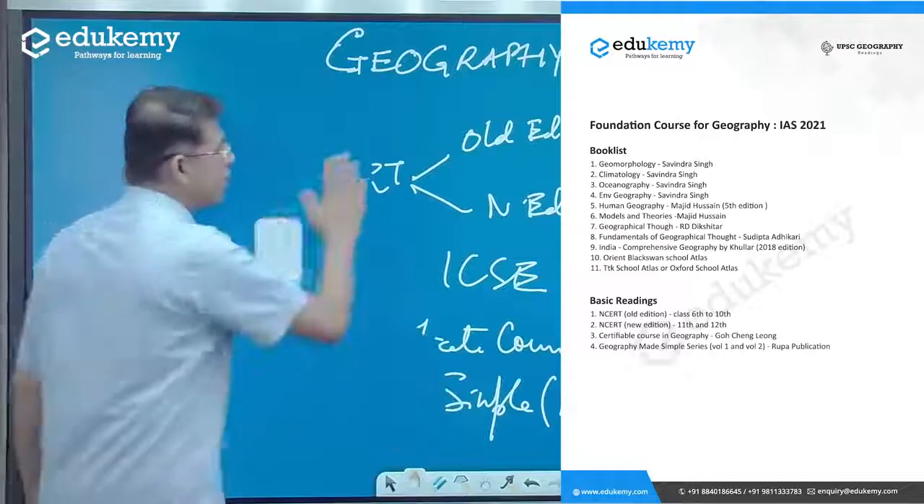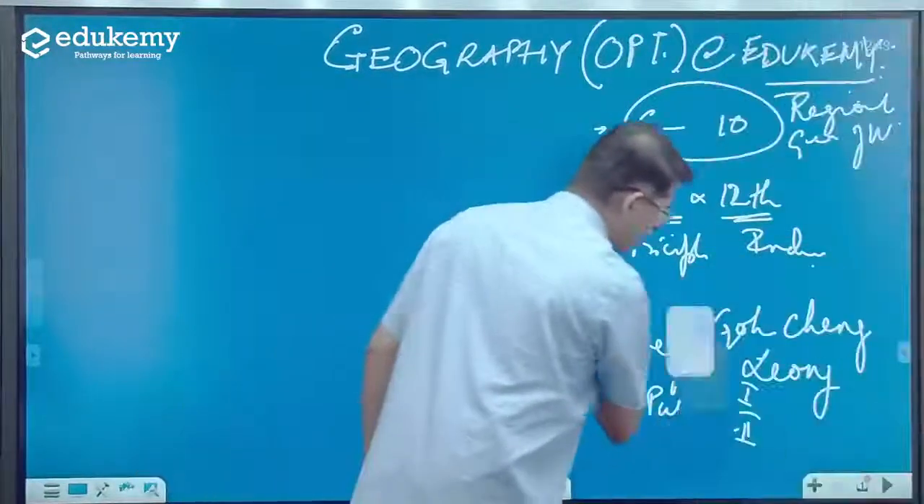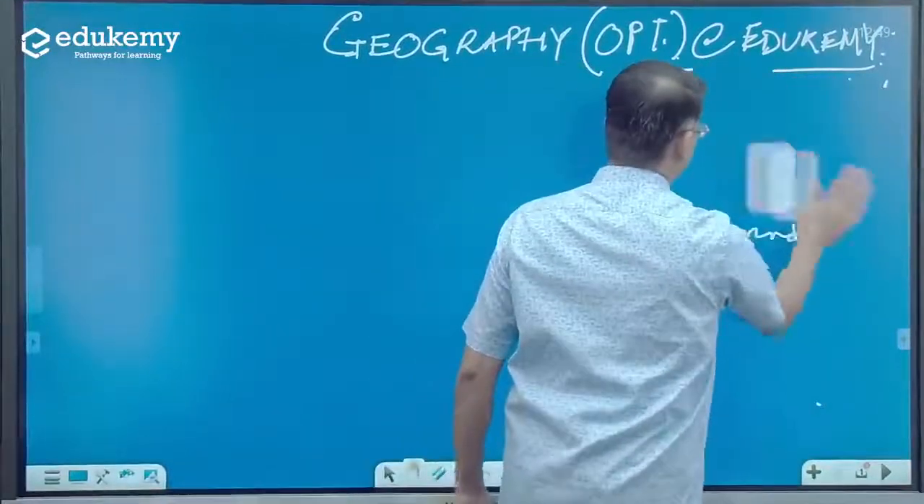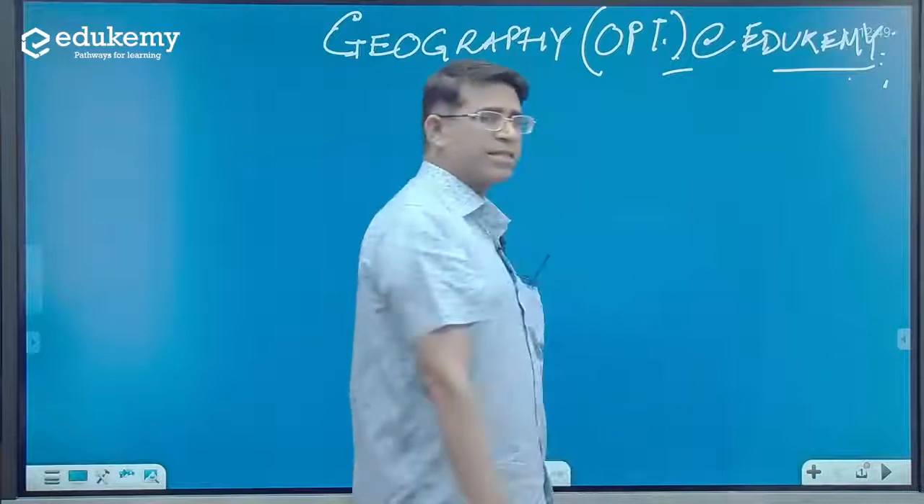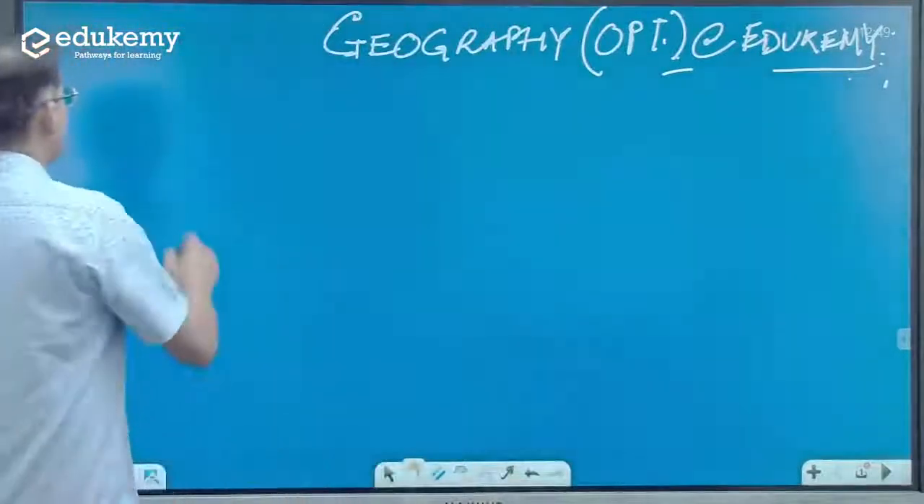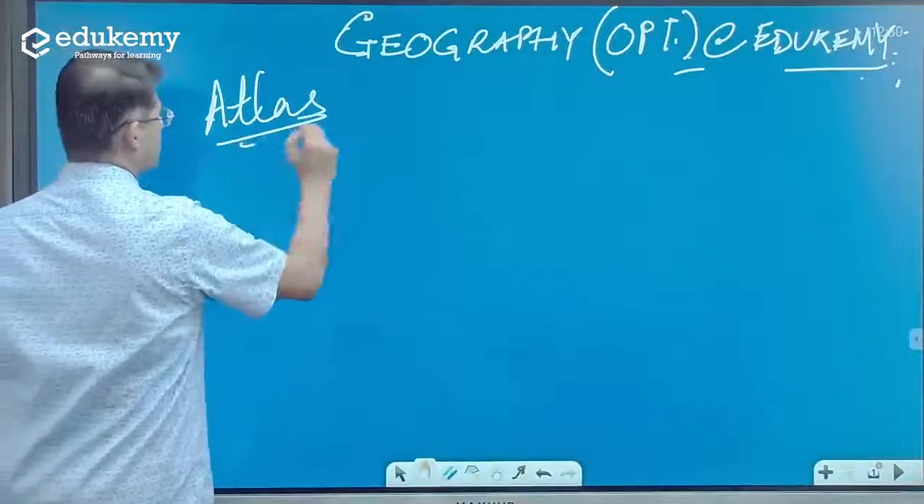Geography is all about using maps, diagrams, understanding the global patterns. Geography includes being able to draw maps. In fact, map work is a compulsory part of your paper 2. So you need to have some atlases. You need to have an atlas.